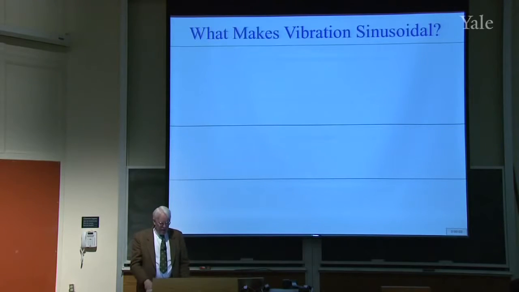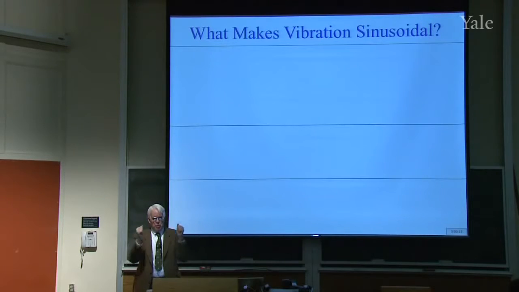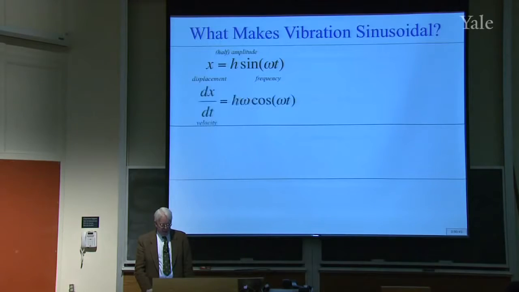Now, just a quick excursion into physics or math to see what makes vibrations sinusoidal. When things vibrate, we often think of them following a sine wave. But what is the condition under which they do actually vibrate according to a sine wave in time? Okay, so if it's vibrating according to a sine wave, then the displacement is some height h times the sine of omega t. That's how fast it's going up and down. That describes the displacement. So omega is the frequency, t is the time, and h is the half amplitude. It can go from +1 to -1 as the sine goes back and forth.